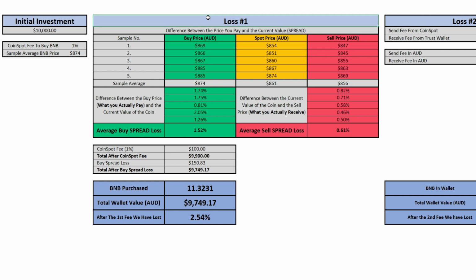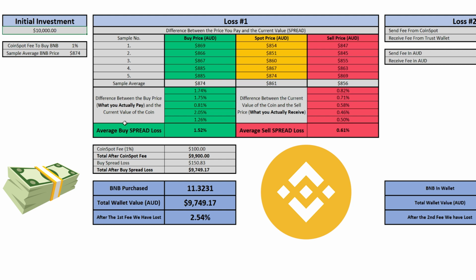It comes from the difference between the buy and sell price of a stock or cryptocurrency. This is known as the spread in investing terms. The spread is the broker's margin for making the trade, and in this instance, the broker is going to be CoinSpot. So with our AUD, we are going to spend $10,000 to buy BNB or Binance Coin. CoinSpot will charge a 1% trading fee in this instance, and that is going to basically be $100.